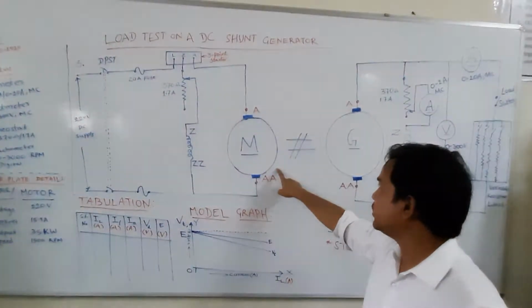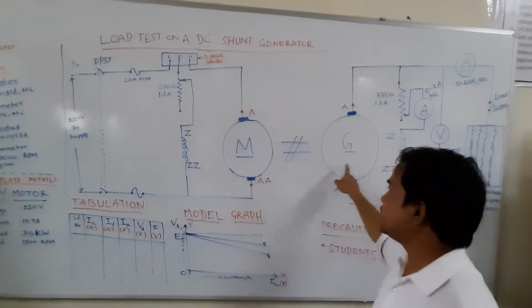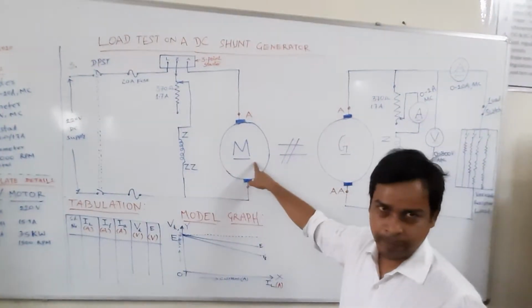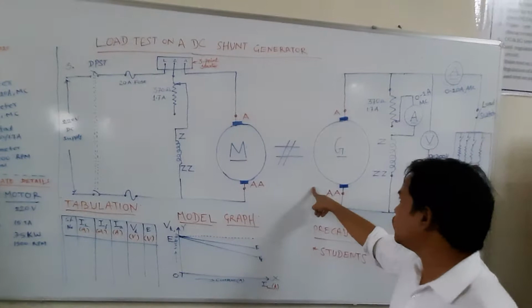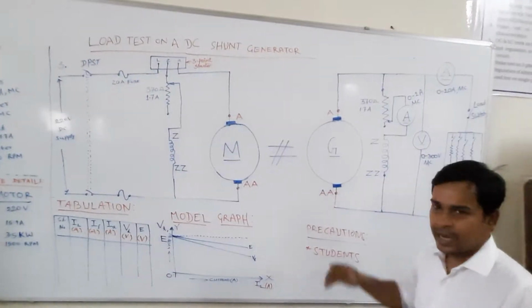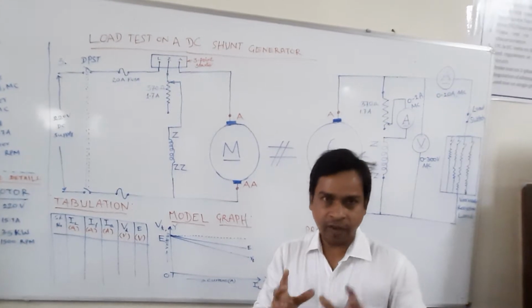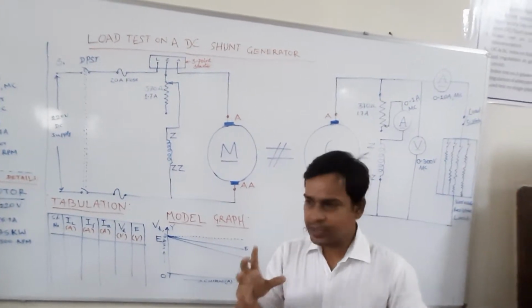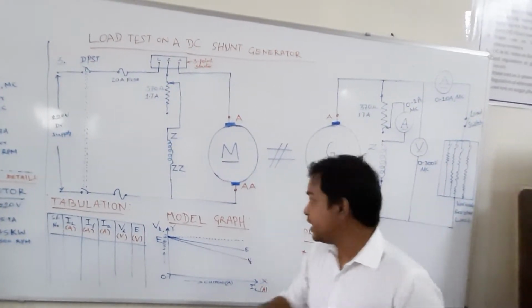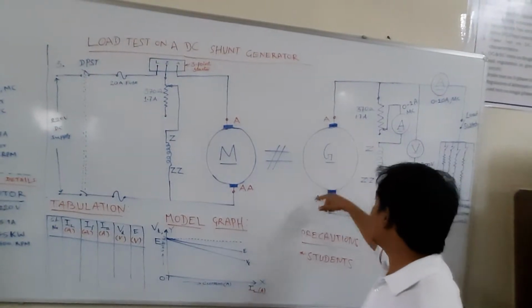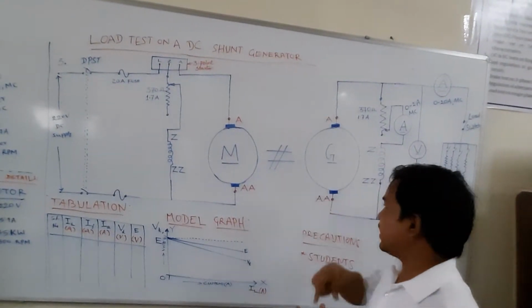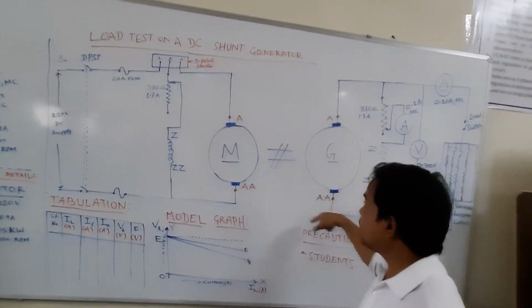Now the question is, I want to do something with the generator, so what is the motor doing here? To answer that, you should know how a generator works. A generator needs two things to work: one is flux, another is speed. One is mechanical input, another is electrical. In a DC shunt generator, we do not have to give any external electrical input, but we have to give a mechanical input.